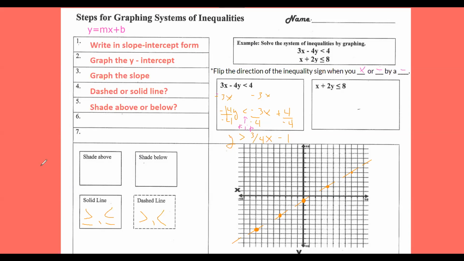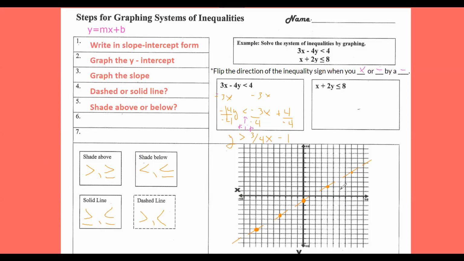So we shade above if we have a greater than or a greater than or equal to. We shade below if we have a less than or a less than or equal to. And that makes sense, right? Because if something's greater than, then we're going to be shading up toward the positives. And if something's less than, we're going to be shading down toward the negative.